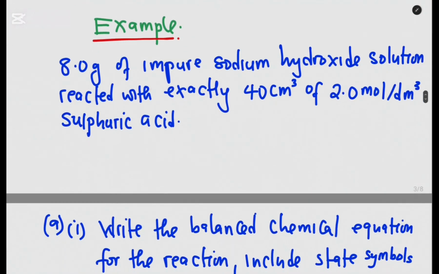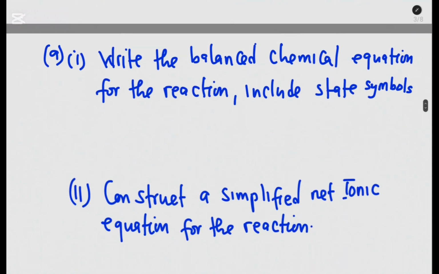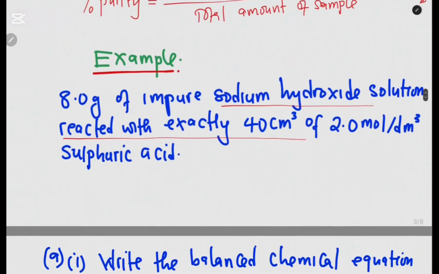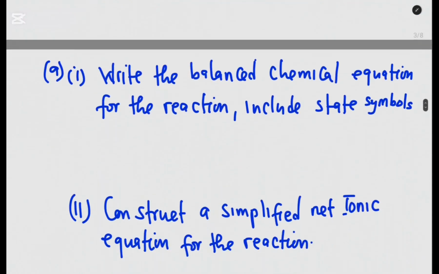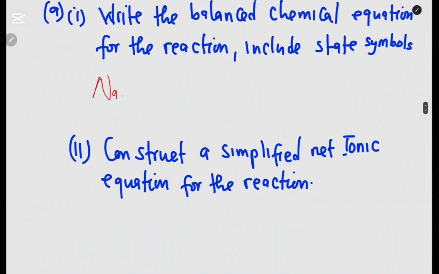8.0 gram of impure sodium hydroxide, so we have something impure here, solution was reacted with exactly 40 cubic centimeter of 2.0 mole per cubic decimeter of sulfuric acid. The first question is: write the balanced chemical equation. So we start with the basics. Writing the balanced chemical equation shouldn't be a problem. What is reacting? Sodium hydroxide and sulfuric acid. So sodium hydroxide is a base, written as this, which is aqueous.